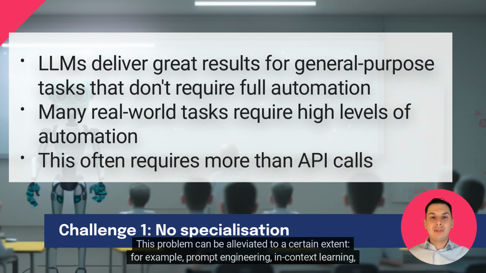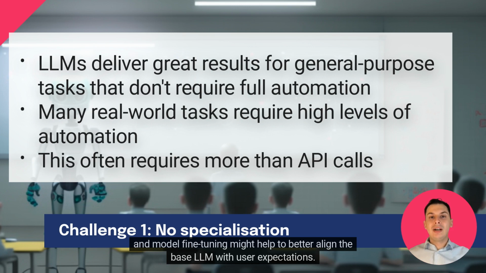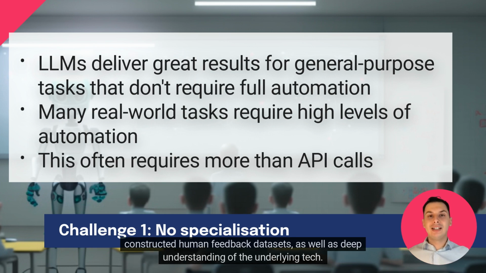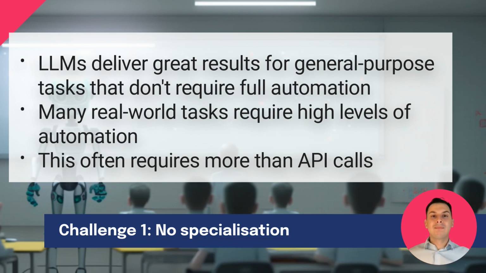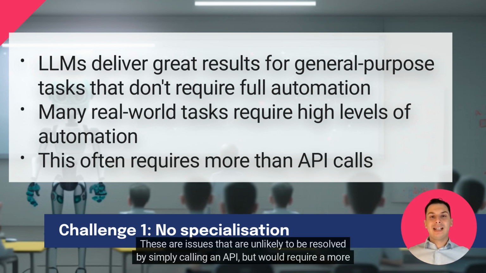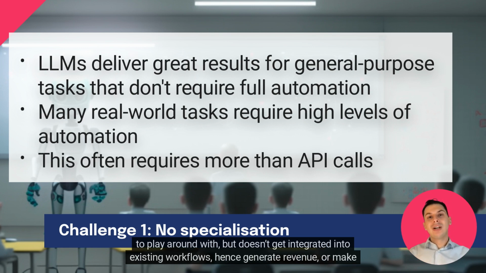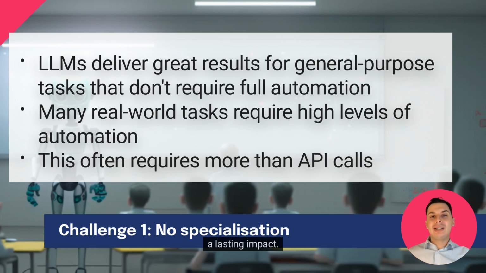This problem can be alleviated to a certain extent. For example, prompt engineering, in-context learning, and model fine-tuning might help to better align the base LLM with user expectations. However, this is certainly not a quick and easy task, since it requires deep domain knowledge, carefully constructed human feedback datasets, as well as deep understanding of the underlying tech. These are issues that are unlikely to be resolved by simply calling an API, but would require a more fundamental approach to the problem. API-based apps that fail to deliver expected automation levels risk becoming just another tool that's fun to play around with, but doesn't get integrated into existing workflows, hence generate revenue or make a lasting impact.